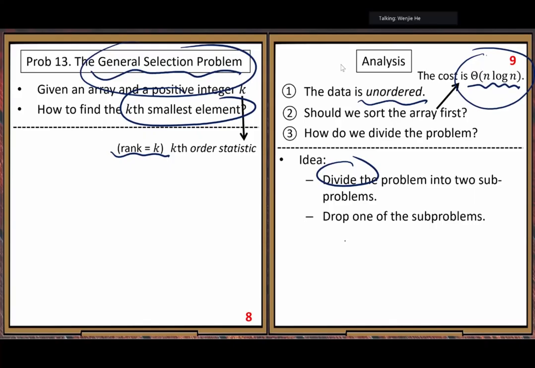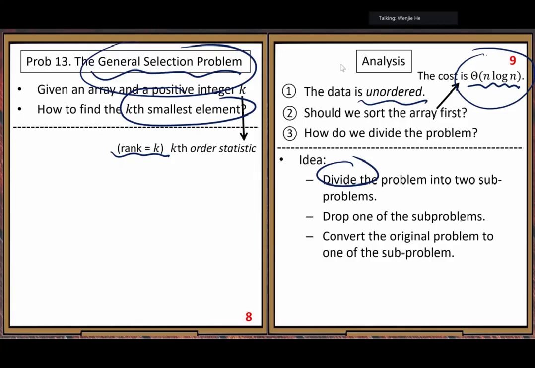Because you can drop one of the sub-problems. The case is small. After one comparison, you can make your decision. You have two subarrays, and one of the two subarrays does not contain the kth smallest element. Then you can drop that subarray. You reduce the problem size. So that's the idea.